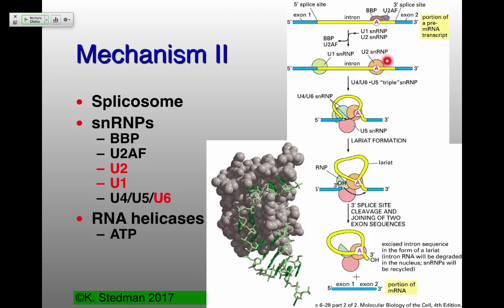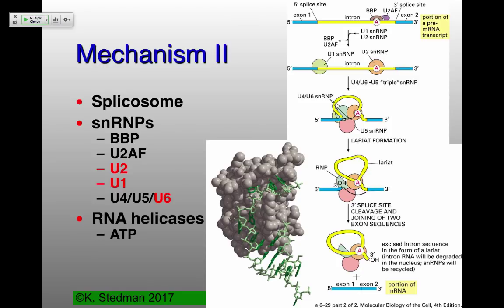U1 at the 5' end, U2 at the branch point, and 3' end. 4, 5, and 6 will bind to this structure, and then, mostly through the activity of U6, which is why it's in red here, particularly important, then can catalyze this first reaction, which is, again, the 2', 5', and then this attack between the 3' end of the upstream exon and the 5' end of the downstream exon.